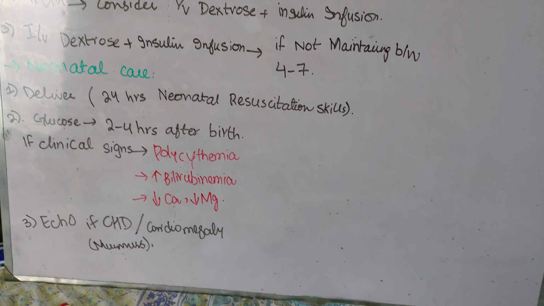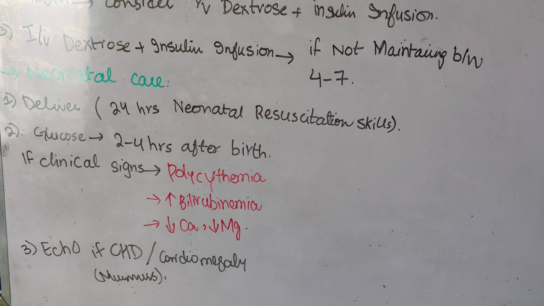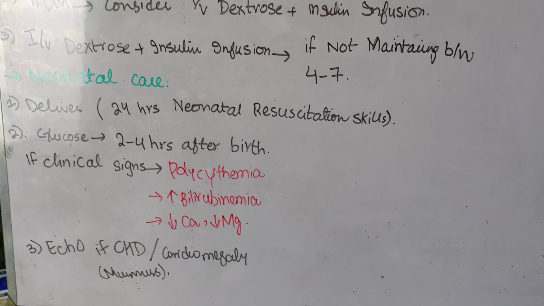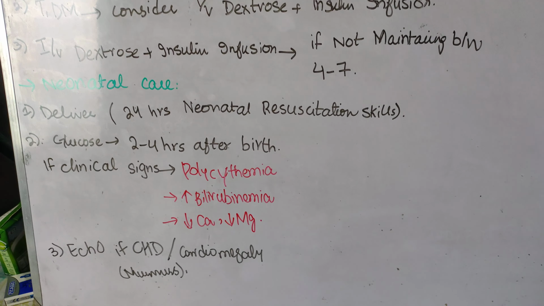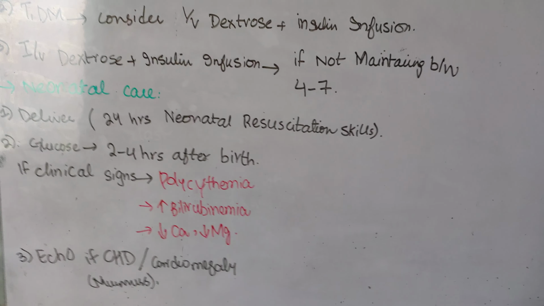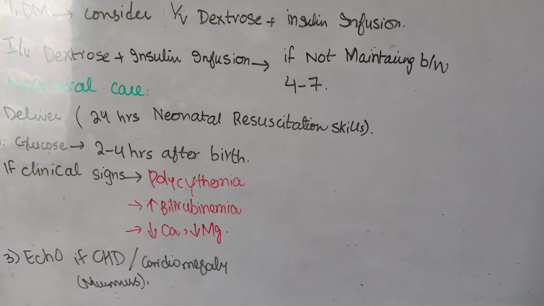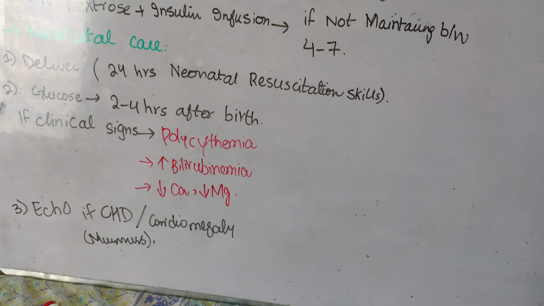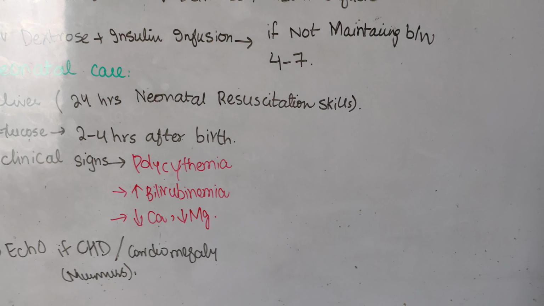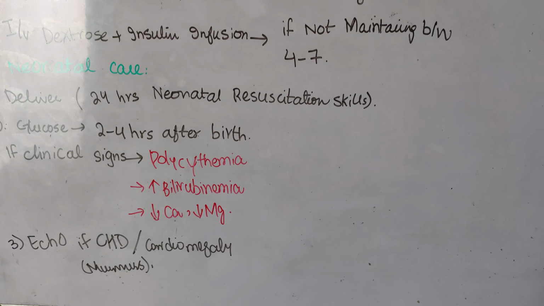What about neonatal care? Well, the woman should be delivered in a unit where 24-hour neonatal resuscitation skills are available. The plasma glucose levels of a neonate should be checked 2 to 4 hours after birth, and if the clinical signs suggest polycythemia, hyperbilirubinemia, hypocalcemia or hypomagnesemia, then testing for these should also be done.